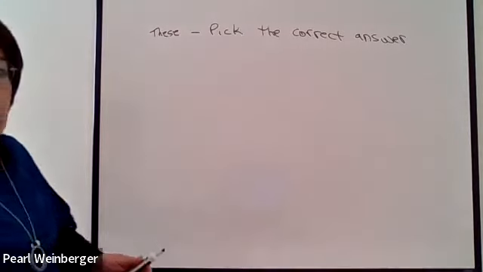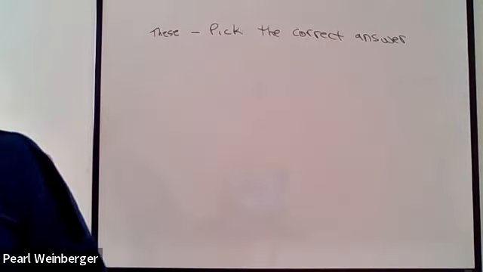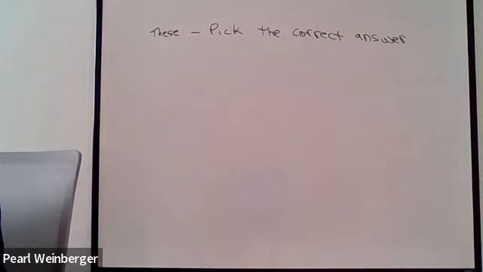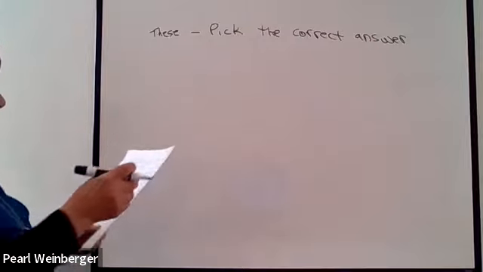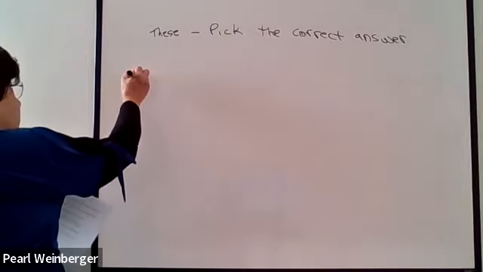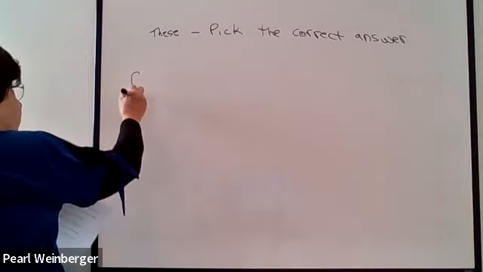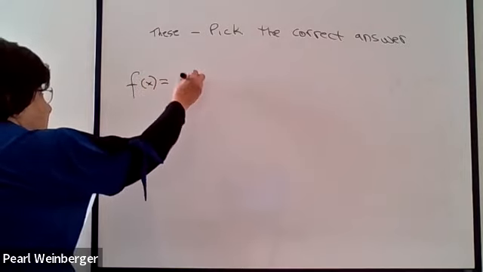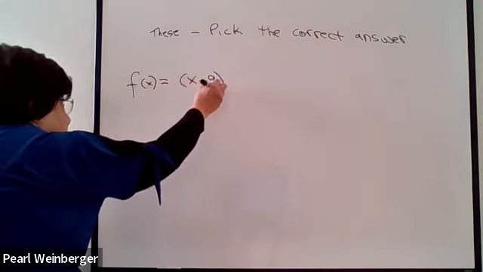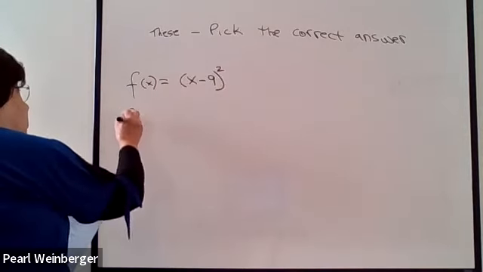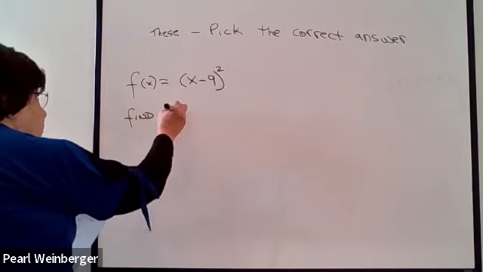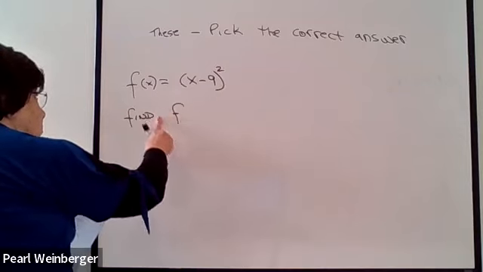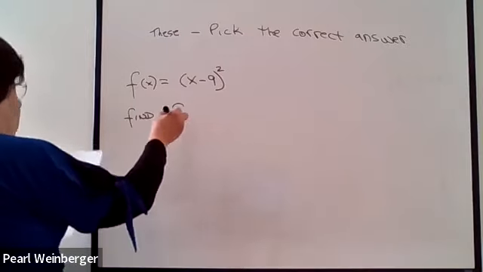And that was what we called functional notation, and how to use functional notation. So let's say I gave you this, f of x is equal to x minus 9 squared. And I ask you to find f of 4.